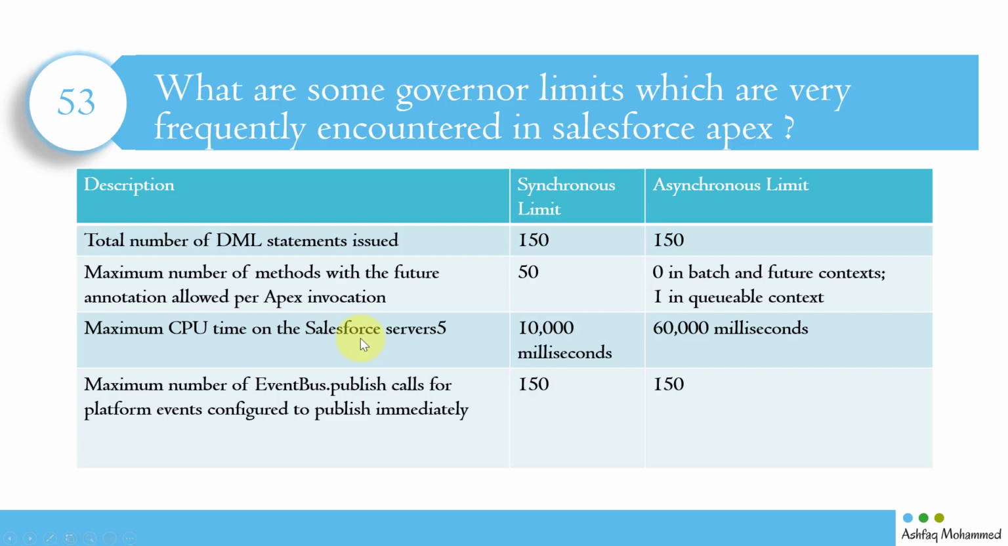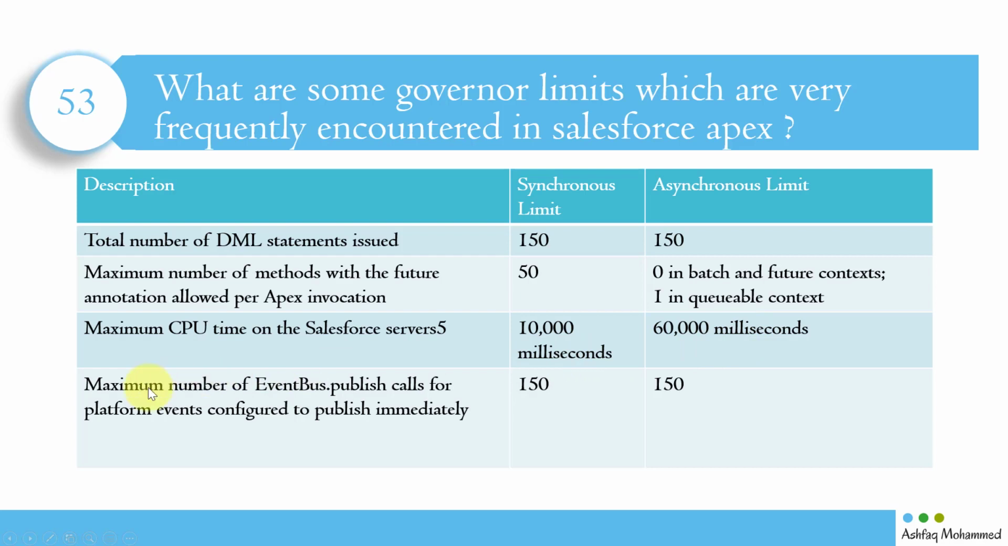I have also seen this CPU time limit hit when we do a lot of complex logic. If you have not written the proper, right, or optimized code, then the CPU time limit will hit. You should review the code, and you should be able to fix this easily if you're an experienced programmer. And for asynchronous, it will be 60,000 milliseconds.